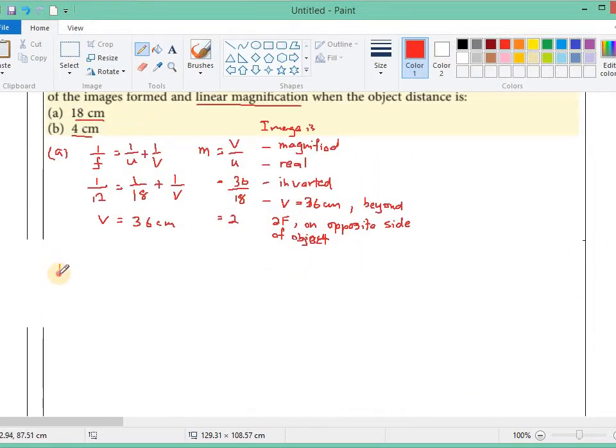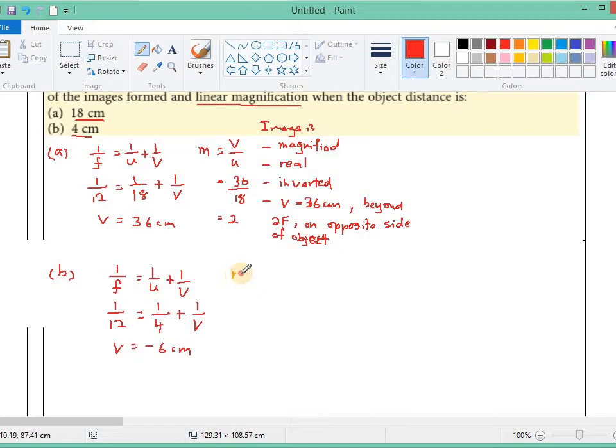Okay, we do the B. Okay, when it's 4 centimeter, same thing, 1 over f equals to 1 over u plus 1 over v. So the focal is 12 centimeter. Positive 12 because it is a convex lens. Okay, object is at 4 centimeter. So what will be the image distance? Okay, we get that it is negative 6 centimeter.